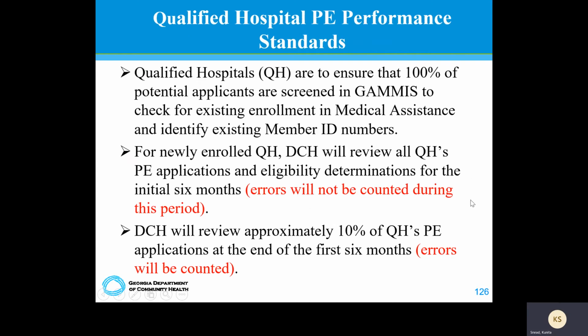Now we're going to go over our performance standards. So how do we do the performance standards? For each hospital that does application, DCH does a monthly report that is pulled from GAMIS to show how many individuals that you added to GAMIS and under what aid category did you add them. So just be careful when you're entering this information to GAMIS.